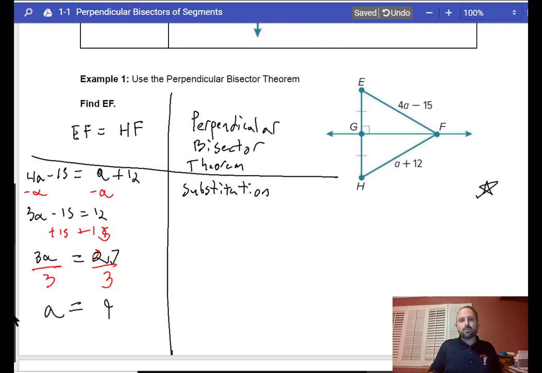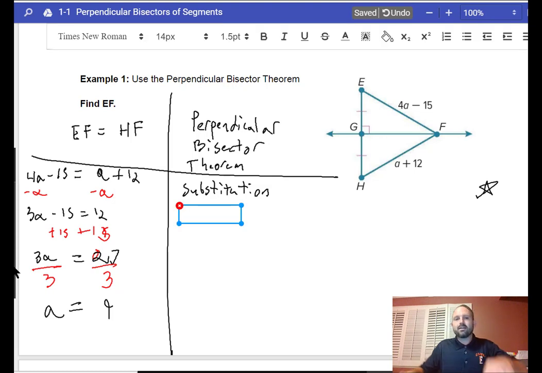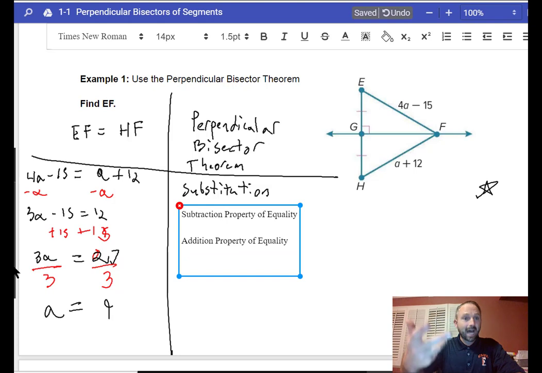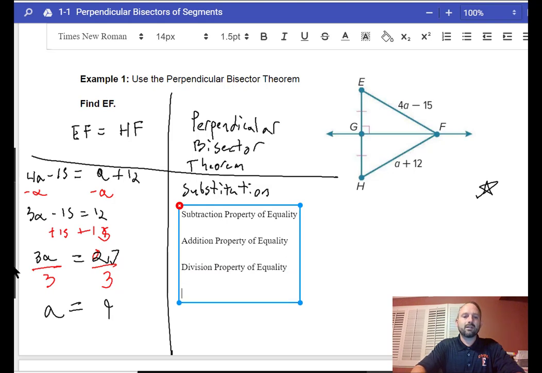So if we were to go through each one of these, we could literally say, hey, this is the subtraction property of equality. And then when we added 15, we did the addition property of equality. And then when we divided, what did we do? We used the division property of equality. And then we just simplified, if we wanted to say that.